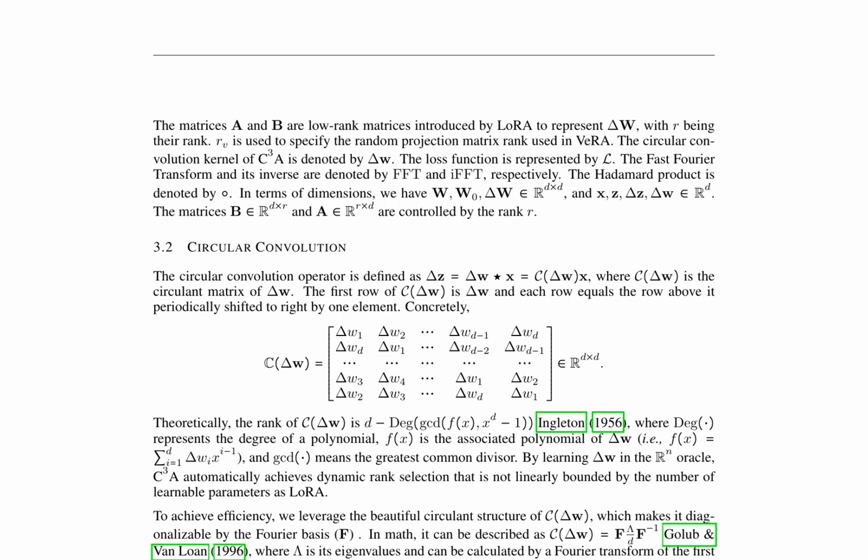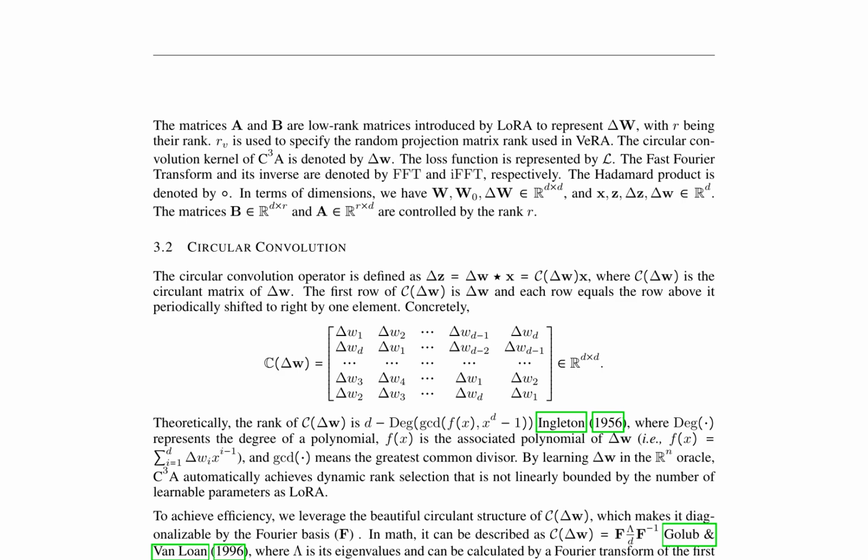A circular convolution kernel, denoted as delta W, is used in conjunction with the loss function L. The circular convolution operator is defined as delta Z equals delta W star operator X equals C(delta W) X, where C(delta W) is the circulant matrix of delta W, with the first row being delta W and each subsequent row being the previous row shifted to the right by one element. Notably, the circular convolution operation is commutative, meaning delta W star operator X equals X star operator delta W.